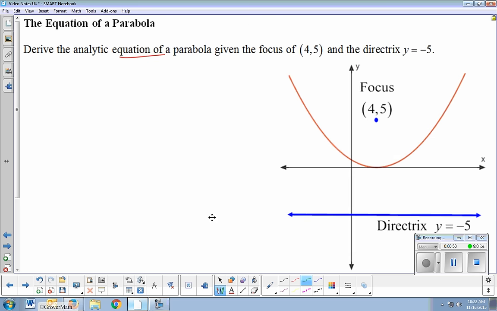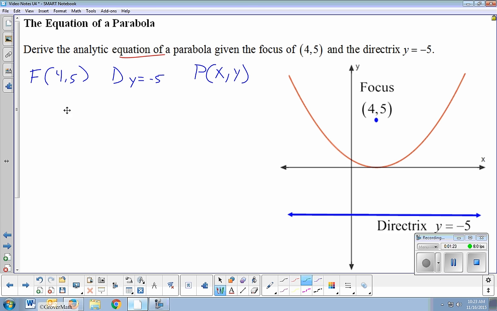Well, we're going to do kind of the same thing here. We have a focus, and in this example, it's (4, 5). And we have a directrix, y equals -5. But we don't have a point. So we need to think of a point as all of the points (x, y). We're going to use point P, (x, y), to represent every point on this parabola. And we're going to use the fact that all of these points are equidistant to these two things.